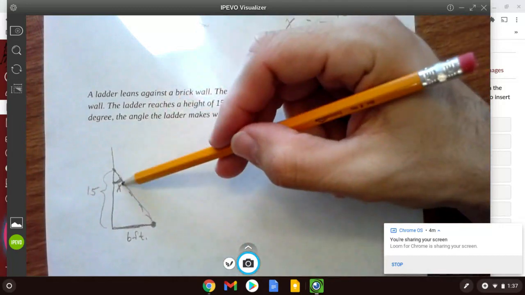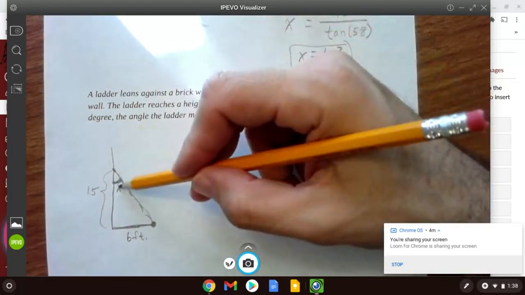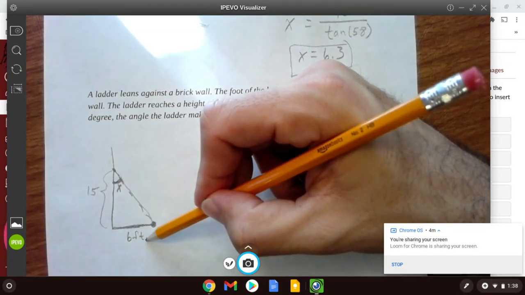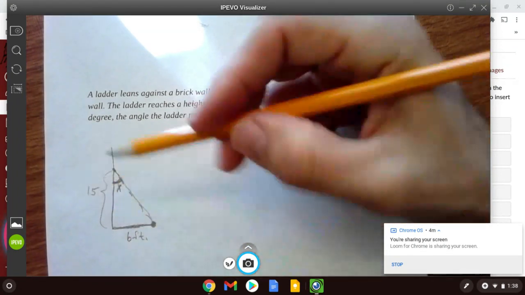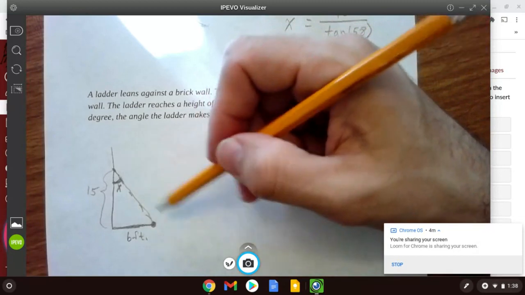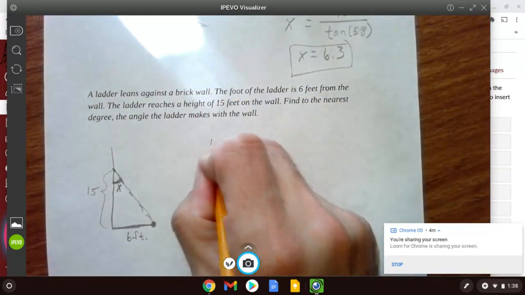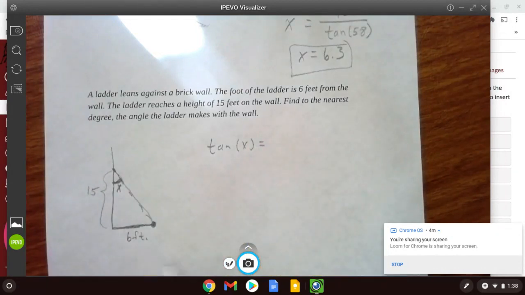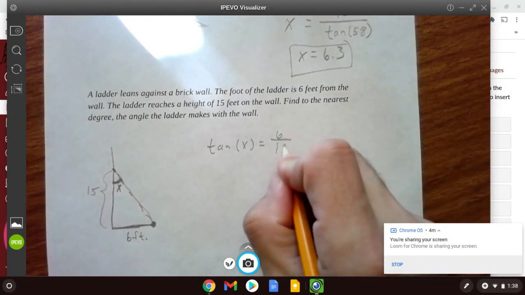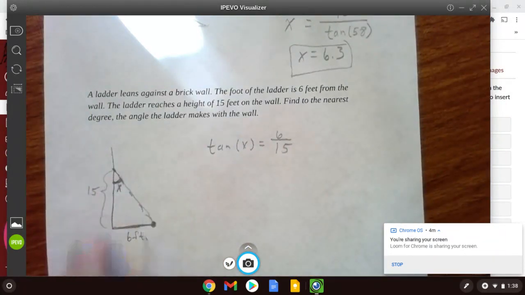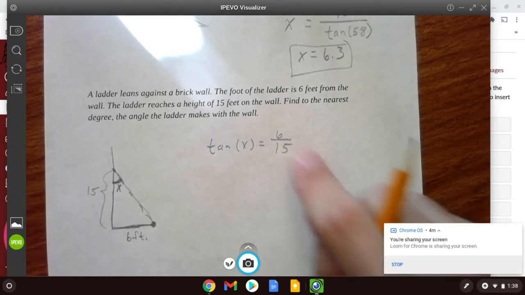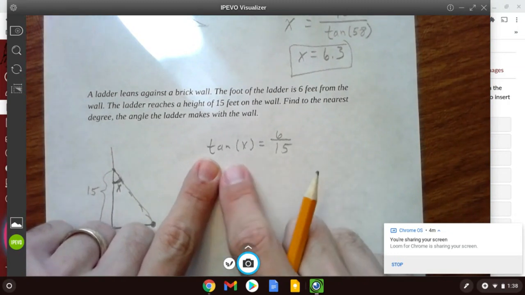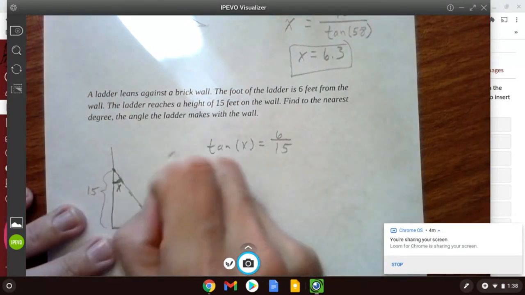From x, we've got 6 would be our opposite side, and 15 would be our adjacent. The ladder itself would be the hypotenuse there. So we're going to use tangent of x is equal to 6 over 15, opposite over adjacent. You could simplify this if you wanted to, but it doesn't matter. We're going to use the inverse tangent here.